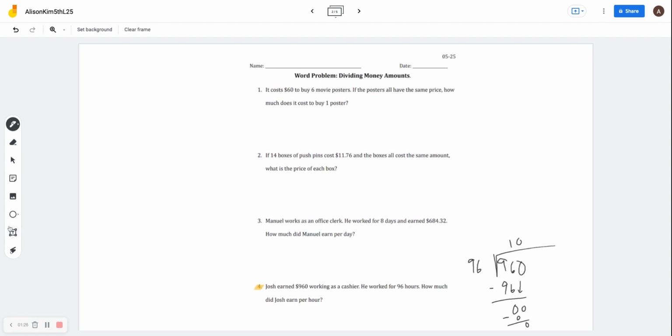So when we're answering word problems, we need to make sure that we're labeling our units. So in this case, it's in money, so we're going to put dollars, and it'll be $10 per hour, because it's asking how much he makes per hour.